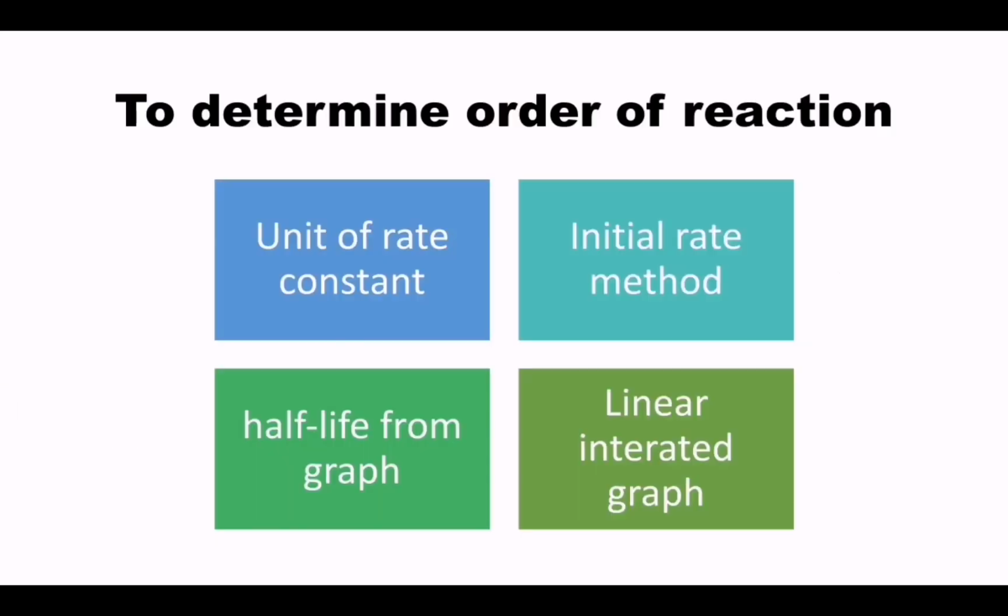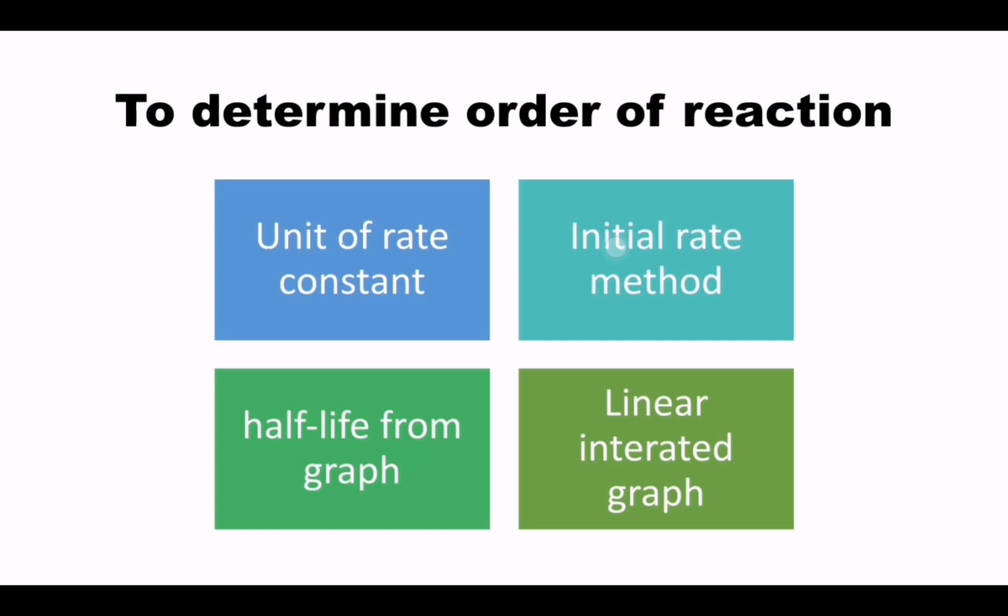So now let's look at how to determine the order of reaction. There are 4 methods we can use. The first one is from the unit of rate constant. This is the easiest. From the unit of rate constant, we can directly identify which integrated rate equation to use to solve that question.